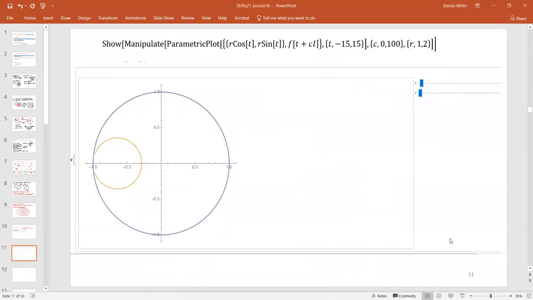One of the things I did, just to be a little bit fun, is I set it up so that I can use the Manipulate command and vary a parameter. I'm physically forcing it to always draw a circle of radius R, just so you can see how things are. And over here, I'm plotting my function, I minus Z over I plus Z, where Z is equal to T plus C times I, and C is going to go from 0 to 100.